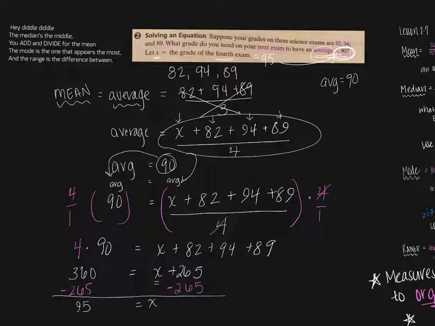So because I had an 82, a 94, and an 89, and I wanted my test average to be a 90, whatever I added to it had to be enough to bring my average up to a 90. And the only way I could bring my average up to a 90 would be if my test score was a 95.